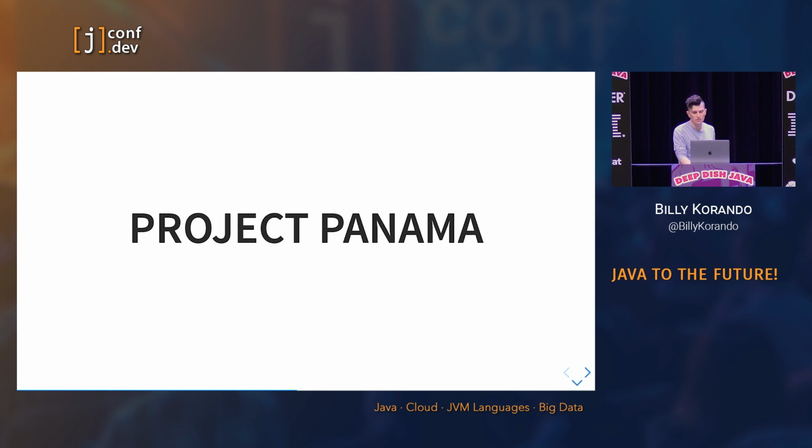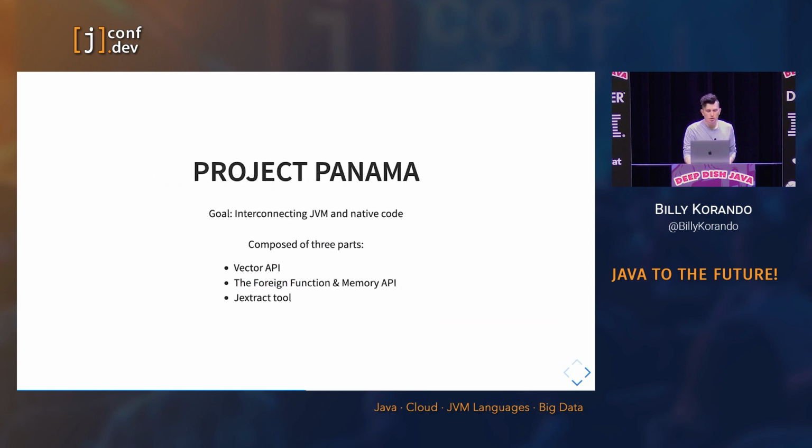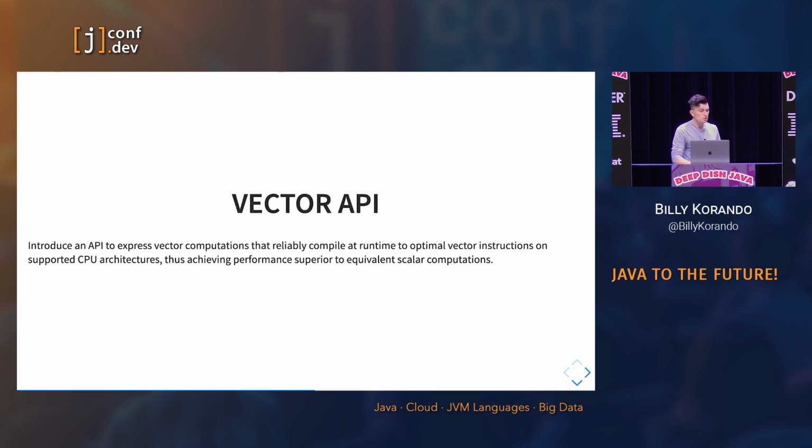So the next project I'm going to cover is Project Panama. The goal of Project Panama, like the Panama Isthmus or the Panama Canal, is about interconnecting the JVM with native code. Panama is composed of three major parts: the vector API, the foreign function and memory API, and the jextract tool. The vector API is a way to more expressly compute vectors and be able to optimize them based on the CPU architecture.